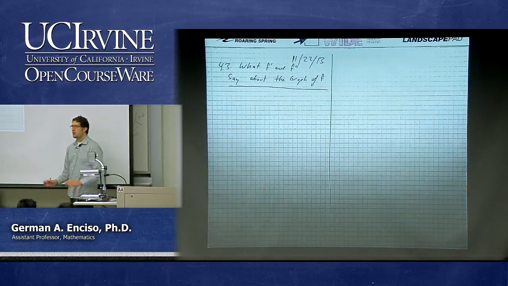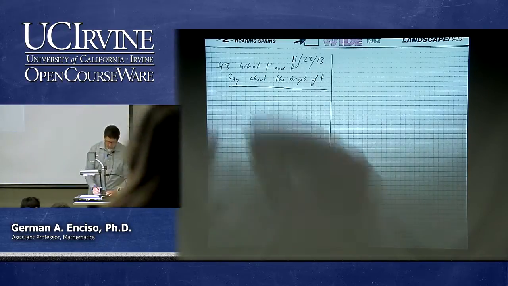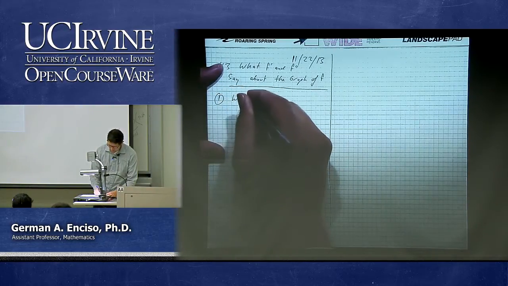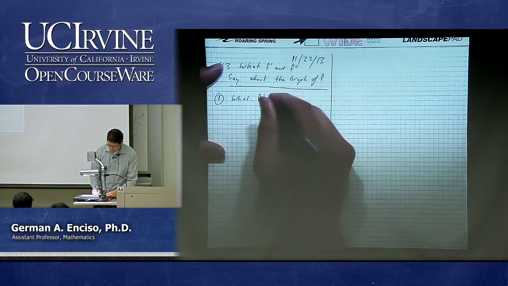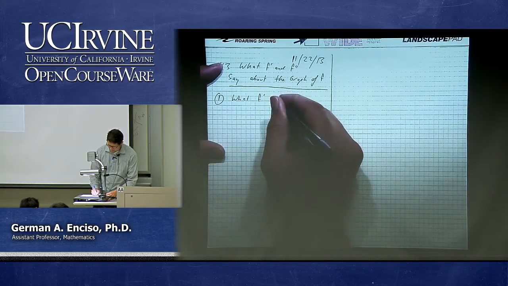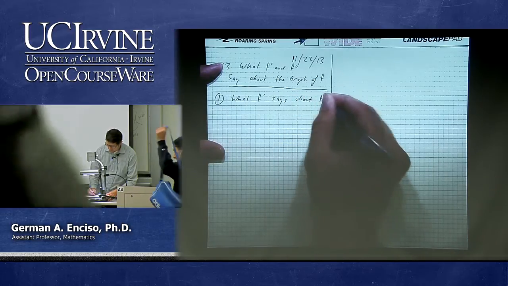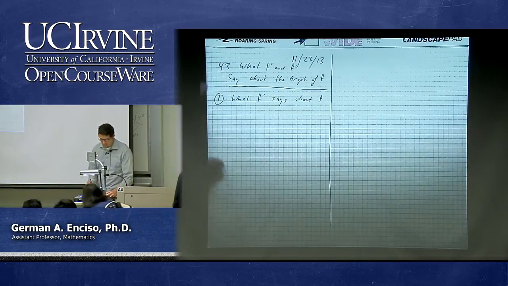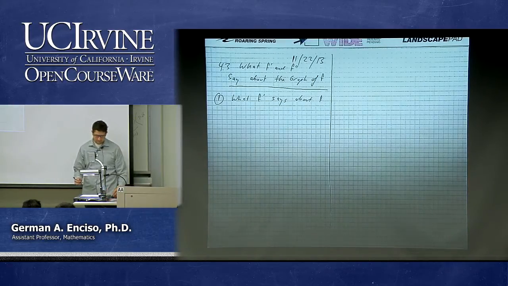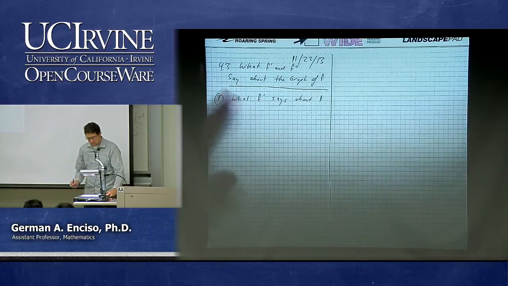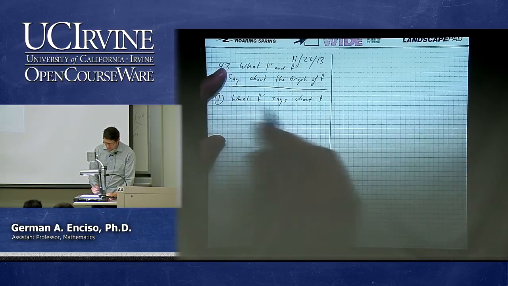Okay, we're going to break this down into two parts. The first part is what f prime says about f. And then we'll talk about what f prime prime says about f. Okay, so we're going to focus on very broad qualitative features.